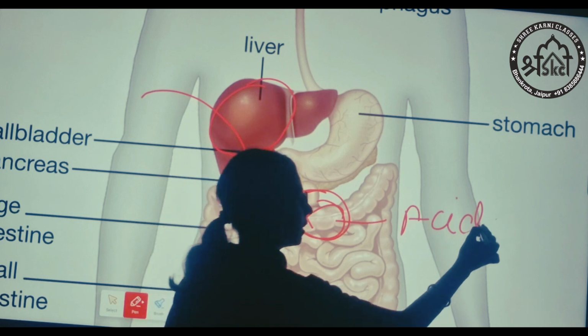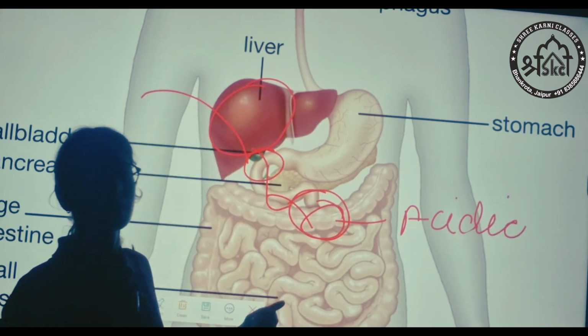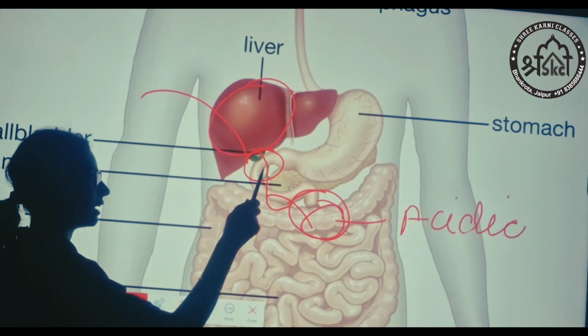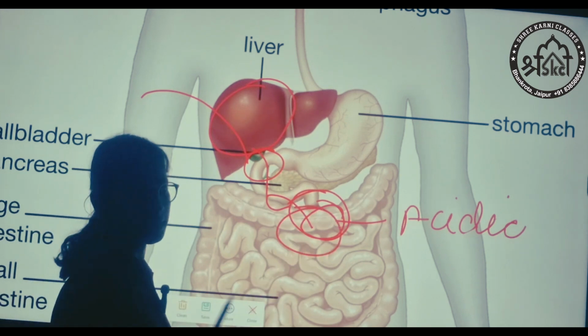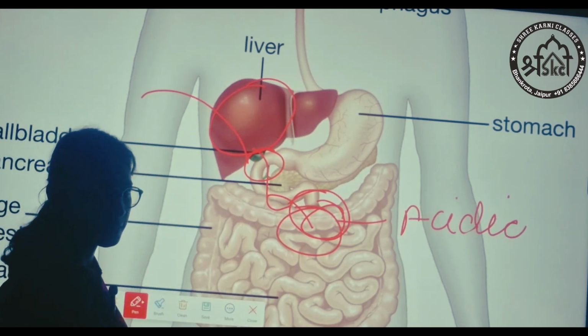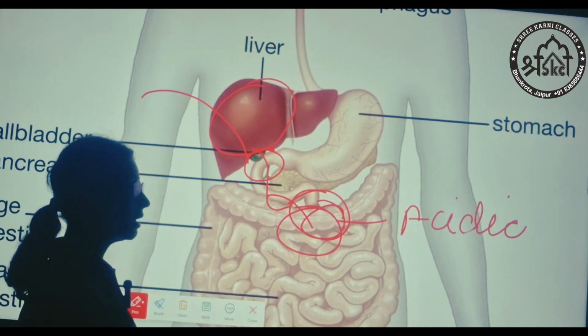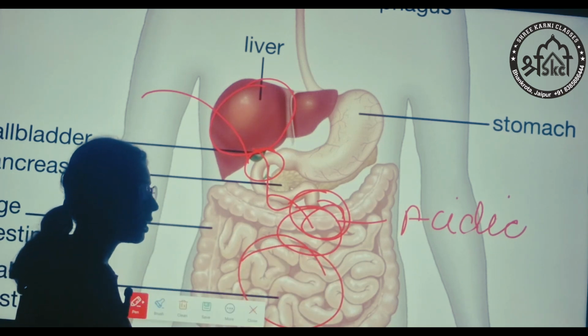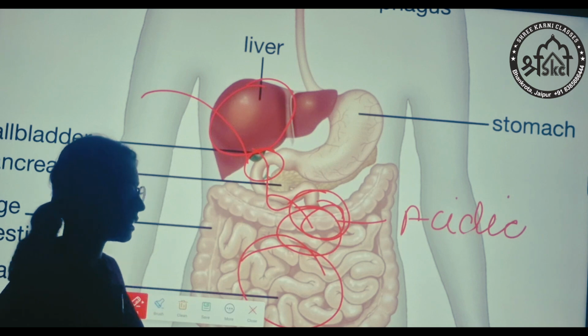So after this, our food becomes neutral when it comes in the first part that we call the duodenum. Then our food travels into the next part of our small intestine, that's called the jejunum. The coiled structure of the small intestine consists of the jejunum.